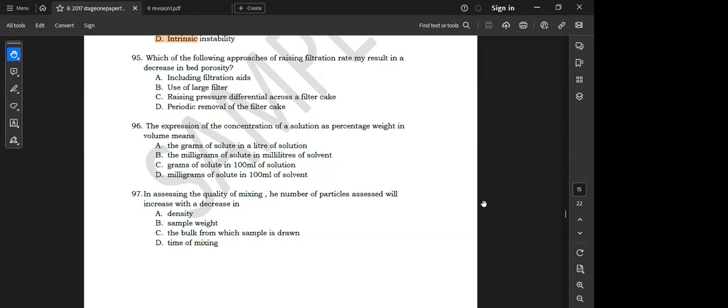See, raising pressure differential across the filter cake. Okay, George is saying C. I cannot refute nor agree with what I'm saying. So yeah, raising the pressure differential across the filter cake. I don't even know. George, would you explain what that even means?